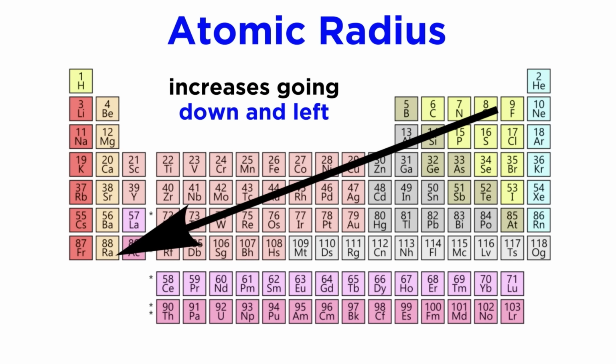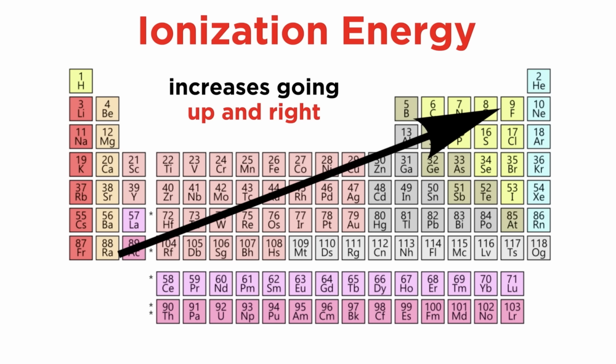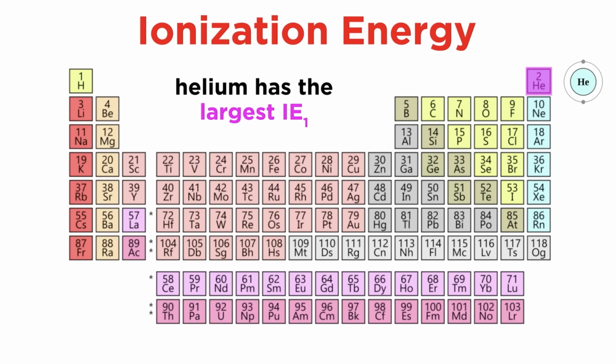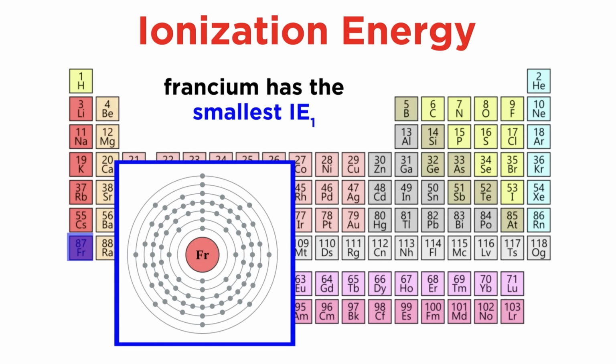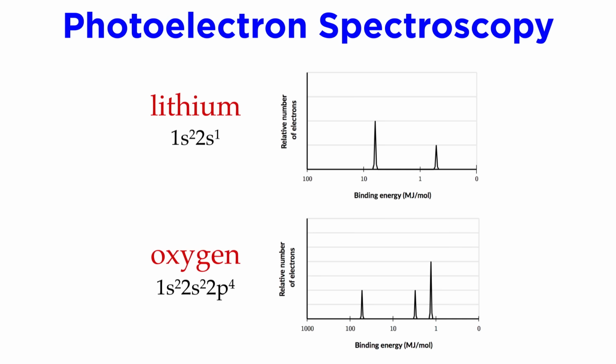That means in general, while atomic radius increases down and left, ionization energy will increase up and right, precisely the opposite of the radius trend. That means helium is the most difficult element to ionize, with a single shell that is totally full and close to the nucleus, while francium is the easiest, with a lone electron in an outermost shell that is very far from the nucleus. The energies of the electrons in an atom can be determined by photoelectron spectroscopy.